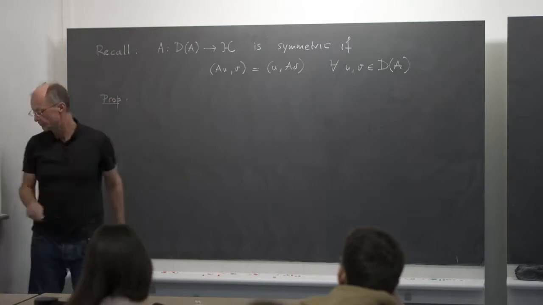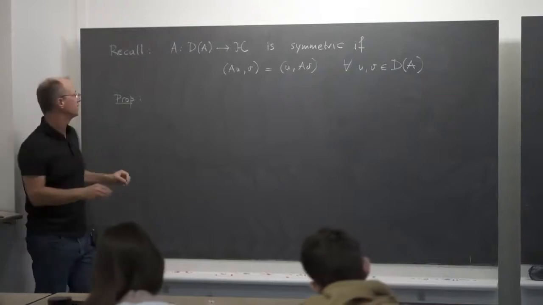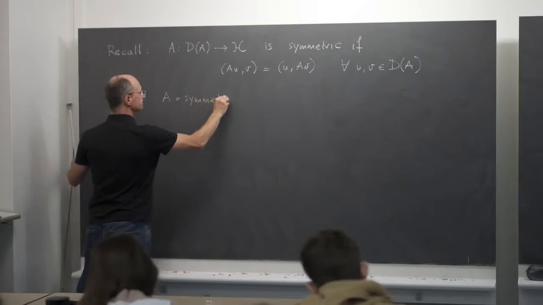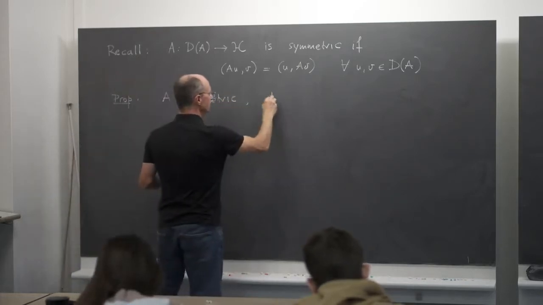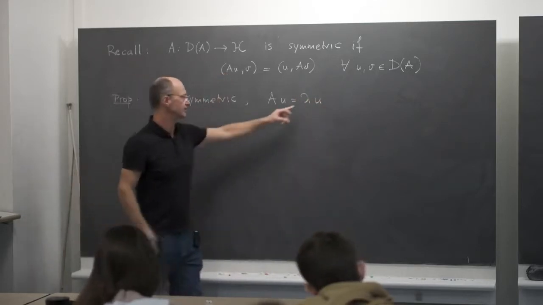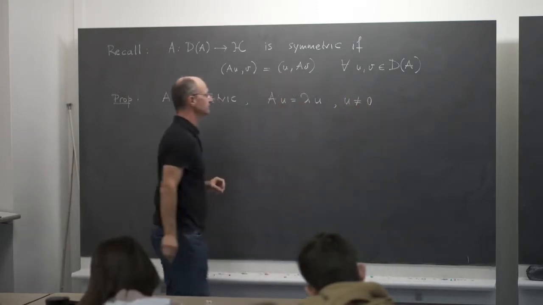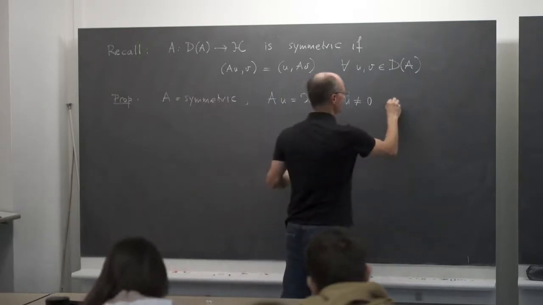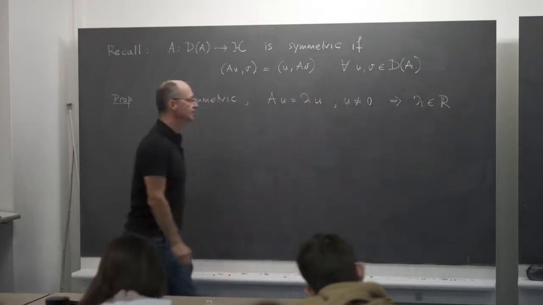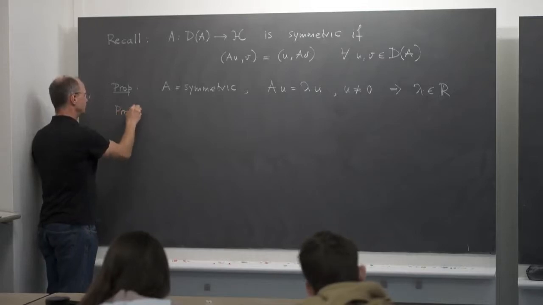So let me prove a simple proposition. Let's assume that A is symmetric, and let's assume that it has an eigenvector with eigenvalue lambda. Of course we assume that the eigenvector is non-zero. Then, similar to the finite dimensional case, lambda has to be real. Here is a very short proof.